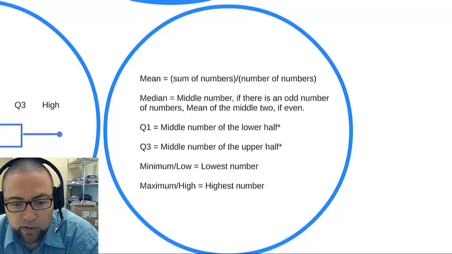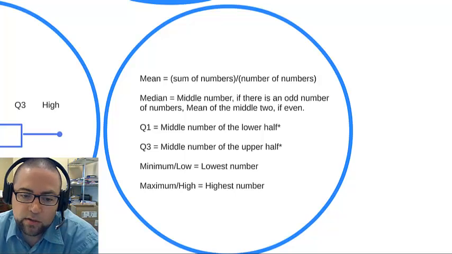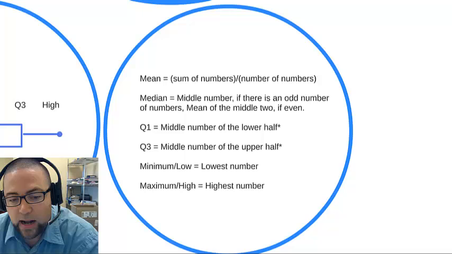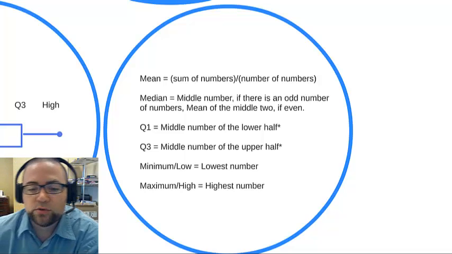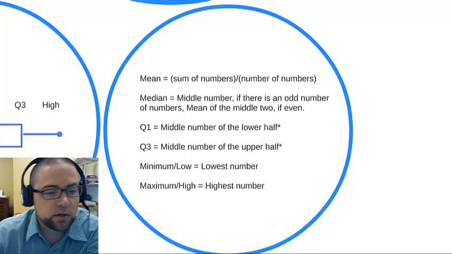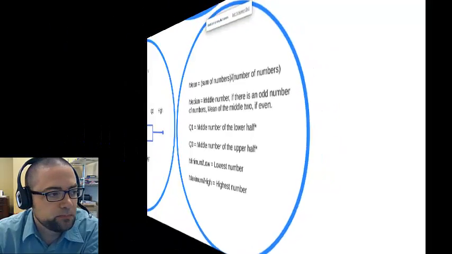Then we look at also the minimum or the low. It's the lowest number in the list. And then we look also at the maximum or high, which would be the highest number in the list. So let's jump over and do an example.